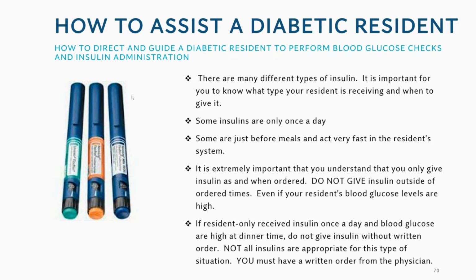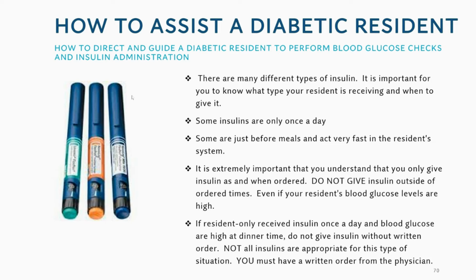How to help the resident with their insulin is a very key part of being a med tech. So make sure you explain to the resident why they're on insulin and things that they can do to help maybe reduce the need of so much insulin, like switching from sugar in their coffee to maybe a Splenda or Equal in the morning. Okay. There are many different types of insulin. It's important to know what you're giving your resident when they receive it. Some insulins are once a day, some are just before meals, and they can act very fast on the resident's system.